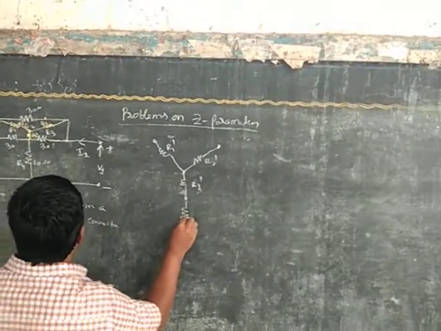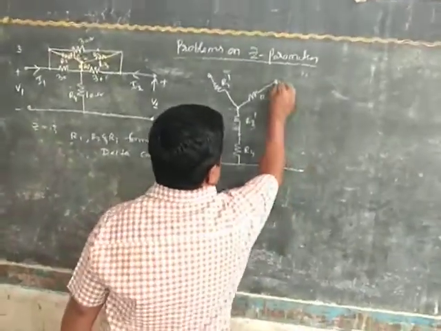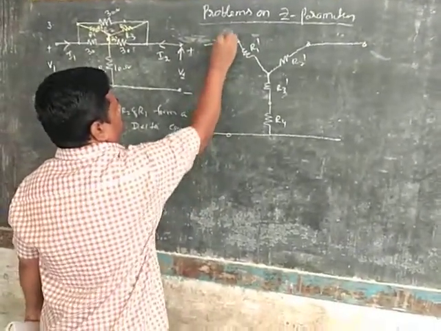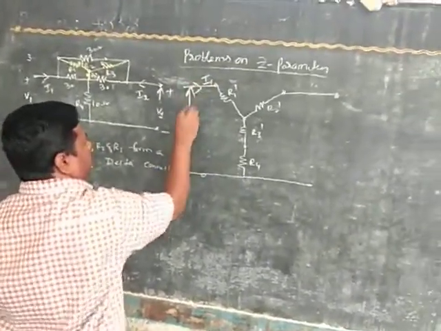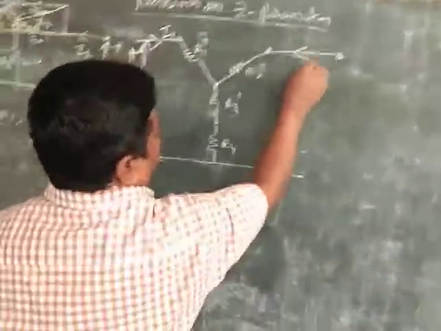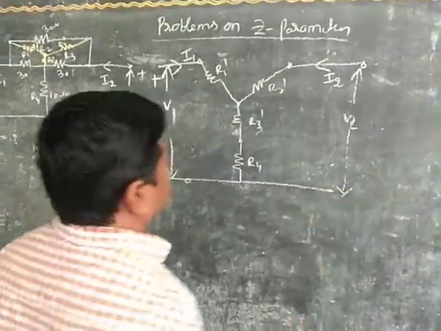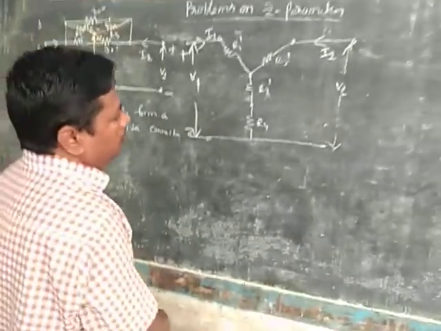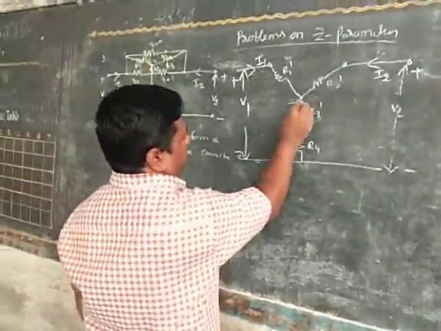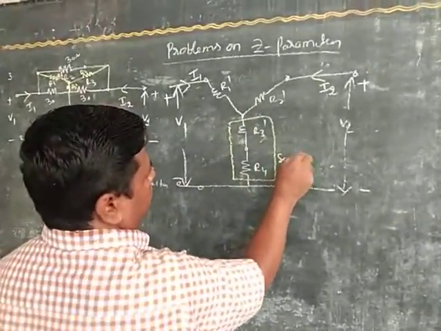Now again R4. This is the network. Now this is current I1. Apply V1, plus minus. This is current I2. Apply V2. Now here these two are in series. These two are in series.